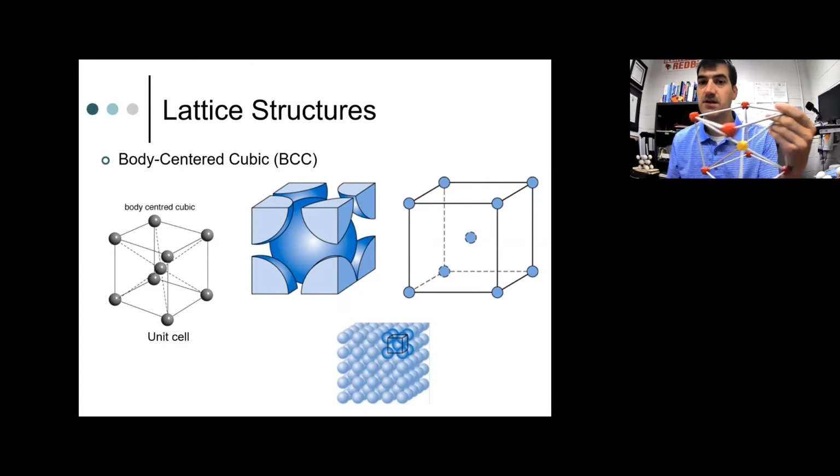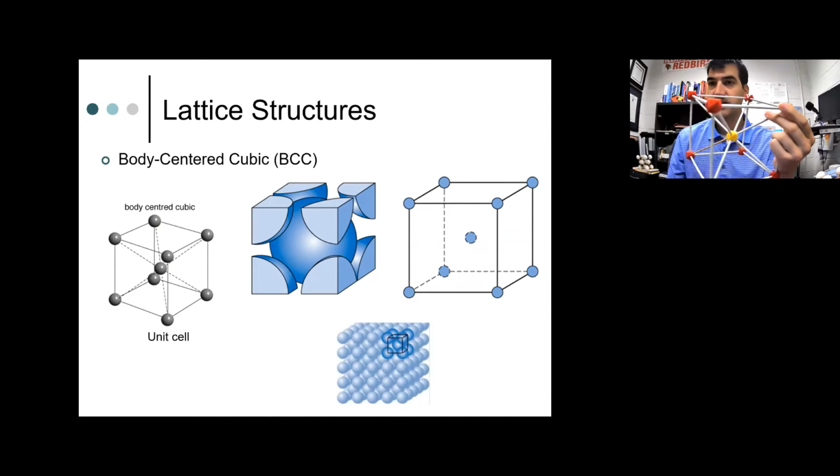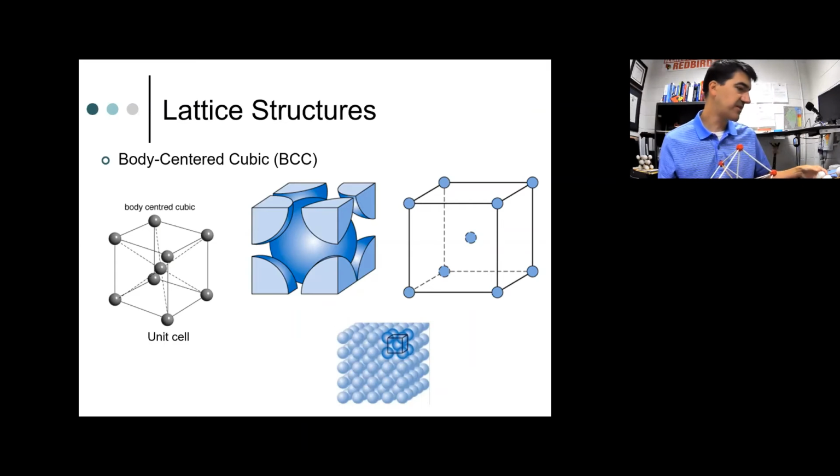So, for example, iron is a pretty common material that forms a BCC lattice structure. So these would all be iron. You wouldn't usually have a different atom right in the middle. It's the same as every other one on all the corners. So body-centered cubic is a very common lattice structure in materials.